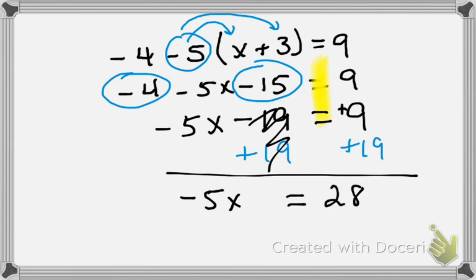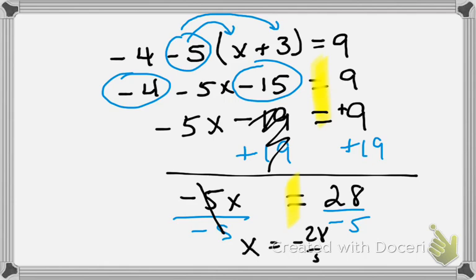Now again, we ask ourselves, what's the variable? Our variable is x. It's right here. And we ask, what's being done to x? It's being multiplied by negative 5. So the opposite of multiply by negative 5 is divide everything by negative 5. Again, when we do this, these 5's cancel out. So we have x equals negative 28 over 5.